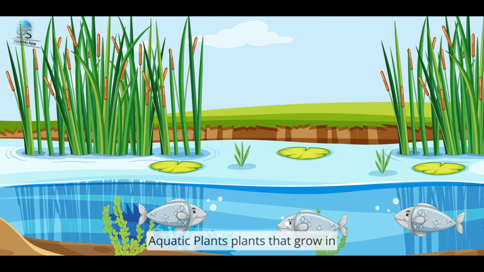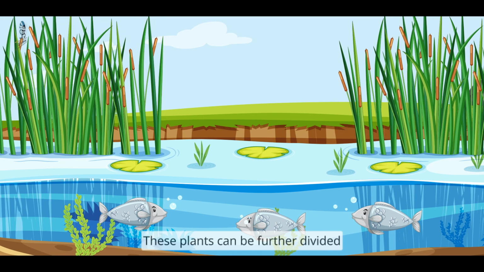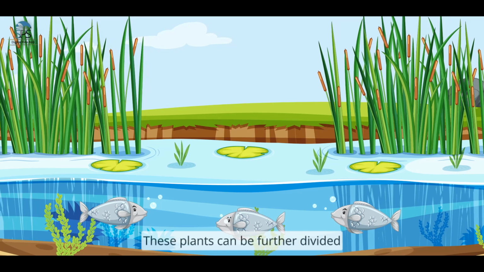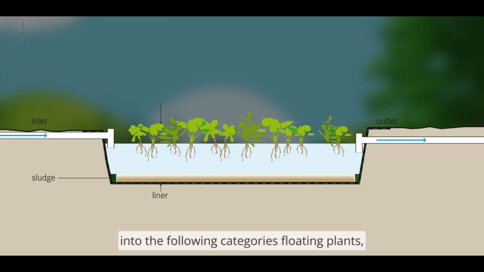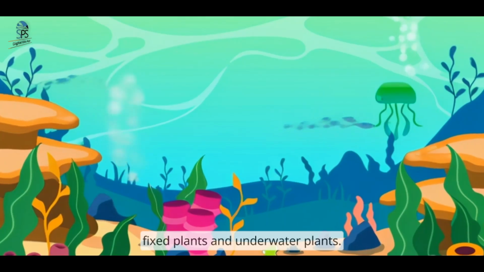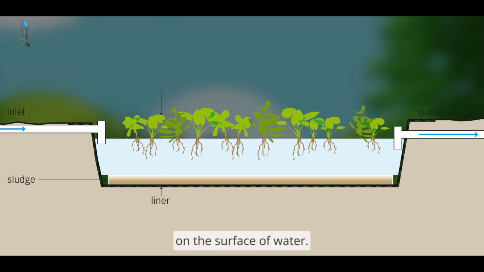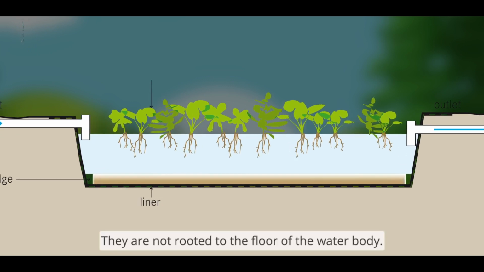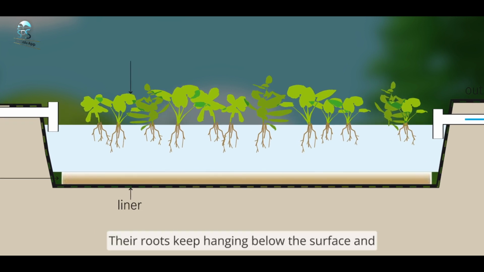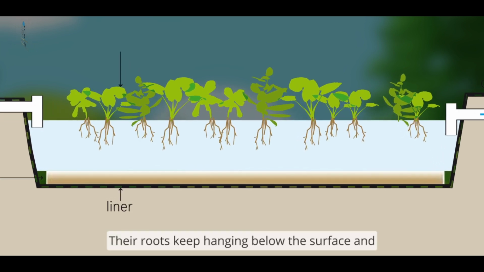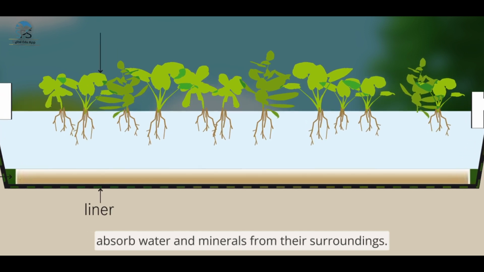Aquatic plants. Plants that grow in water are called aquatic plants. These plants can be further divided into the following categories: floating plants, fixed plants, and underwater plants. Floating plants. Floating plants grow on the surface of water. They are not rooted to the floor of the water body. Their roots keep hanging below the surface and absorb water and minerals from their surroundings.